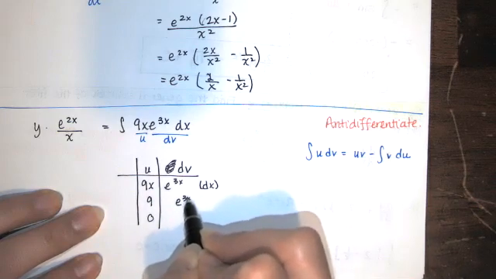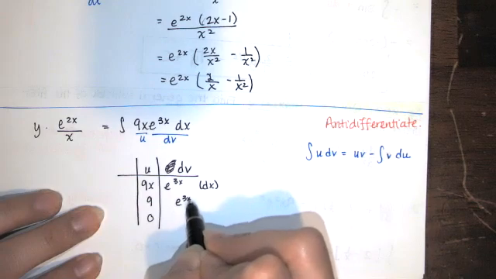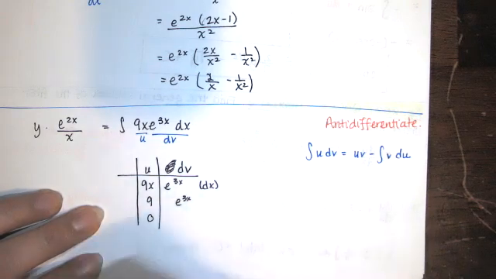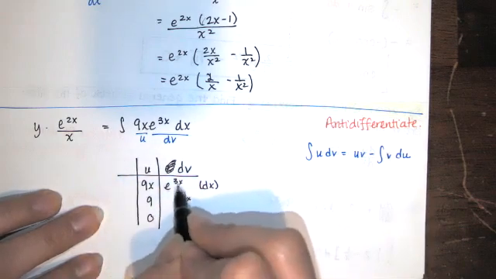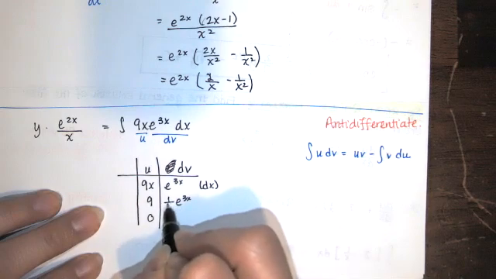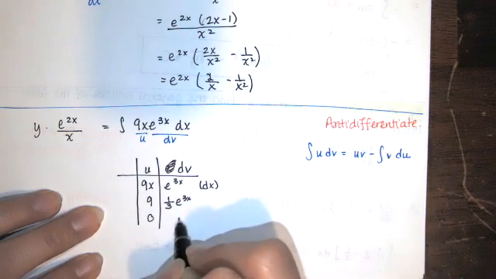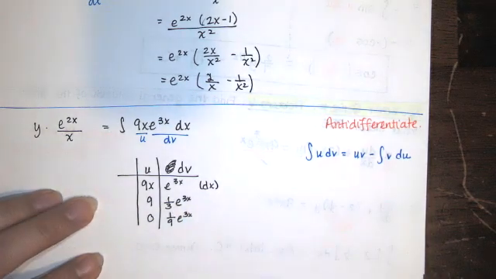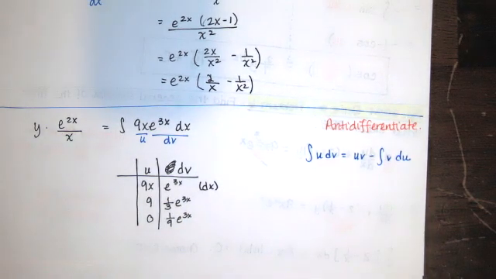Now, if I were taking the derivative of e to the 3x, I'd have to multiply by 3 because I'm taking the derivative of the inside, that's the chain rule. When we're taking the antiderivative, to undo that multiplication by 3, we divide by 3. And then when you anti-differentiate again, you're going to multiply by a 1/3 or divide by a 3 again, and you get that.